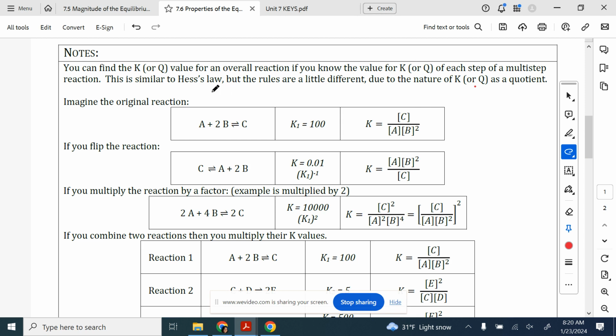And we can do that for a multi-step reaction, kind of like Hess's law, which some of you are still slogging away at that lab from last unit. I need that eventually. Okay.